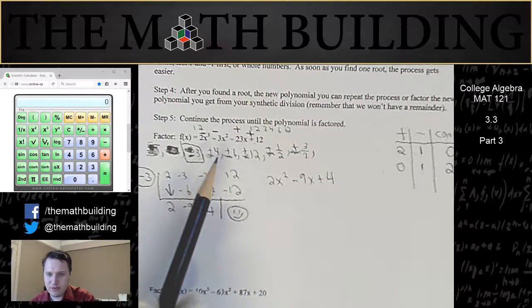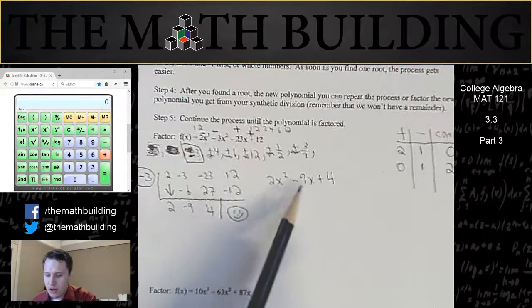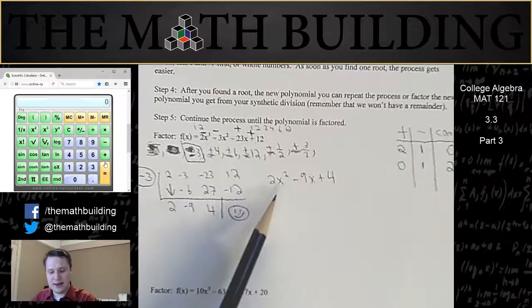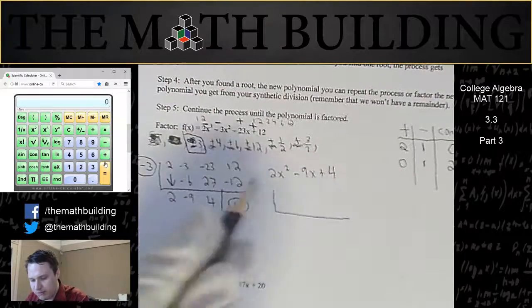Like the next number I have is 4. Let's see if 4 works. 4 times 4 is 16, times 2 is 32. 9 times 4 is 36, so we have 32 minus 36 plus 4, and look at that. We're going to get another 0. So 4 is going to be our next solution, so let's put 4 here.